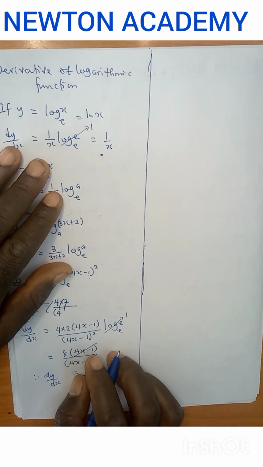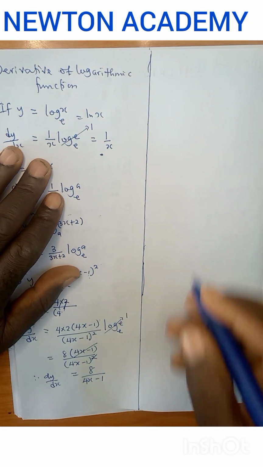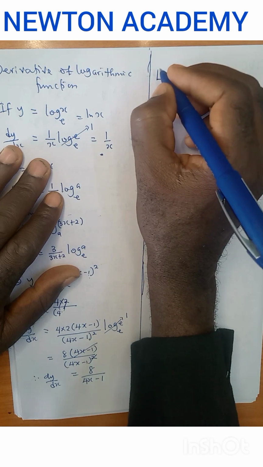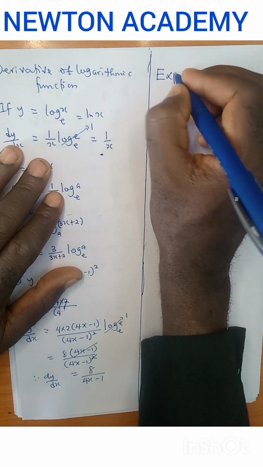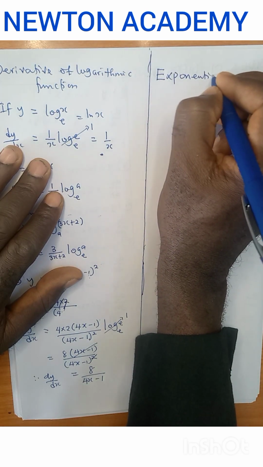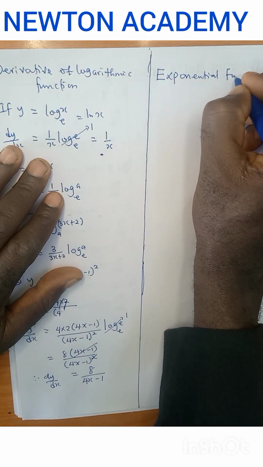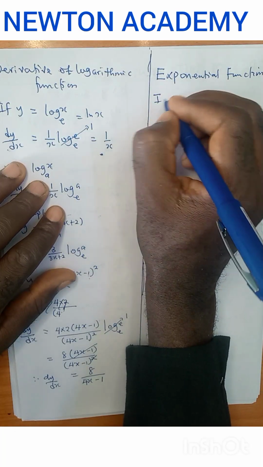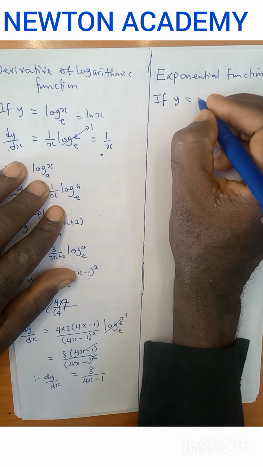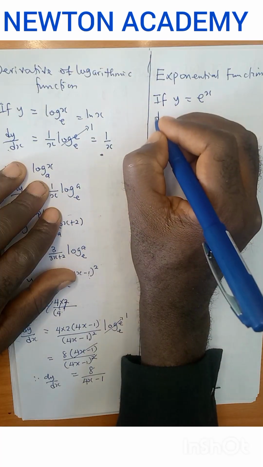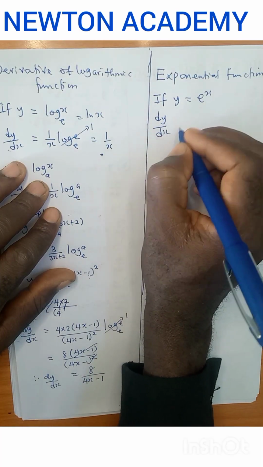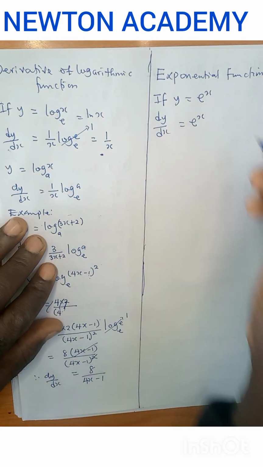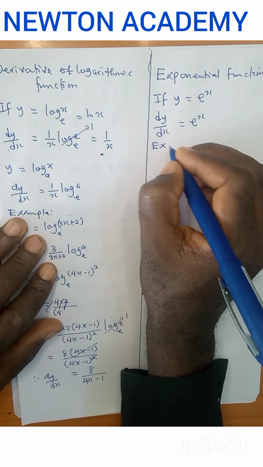Now, let us take a look at the third type, which is exponential function. Let us look at how to differentiate exponential function. Supposing you are given y is equal to e raised to power x, when you differentiate it, that is dy/dx, it will also give you e raised to power x. It will not change. Now let's take some examples to illustrate this.